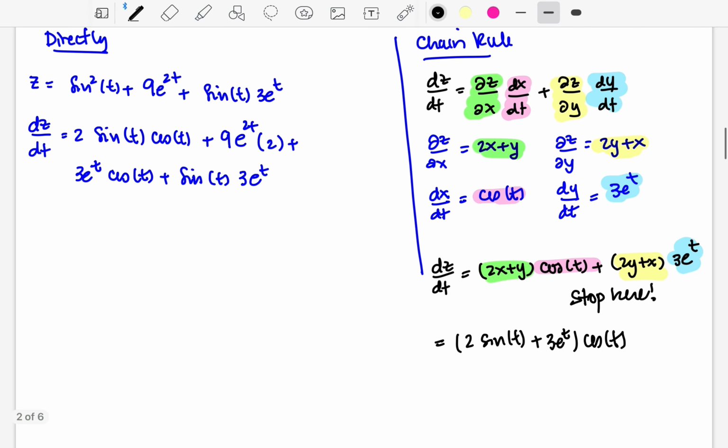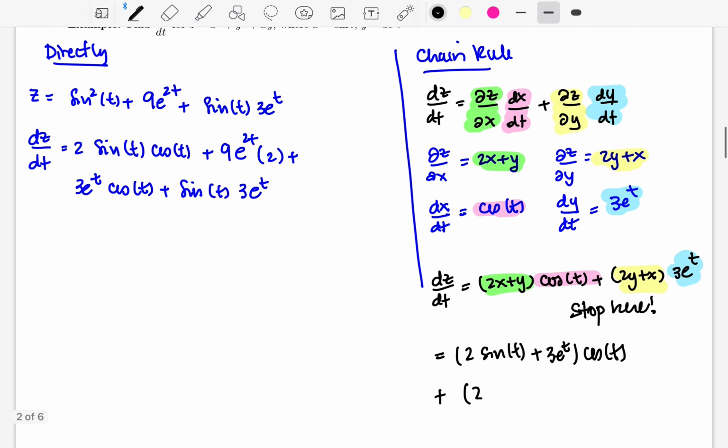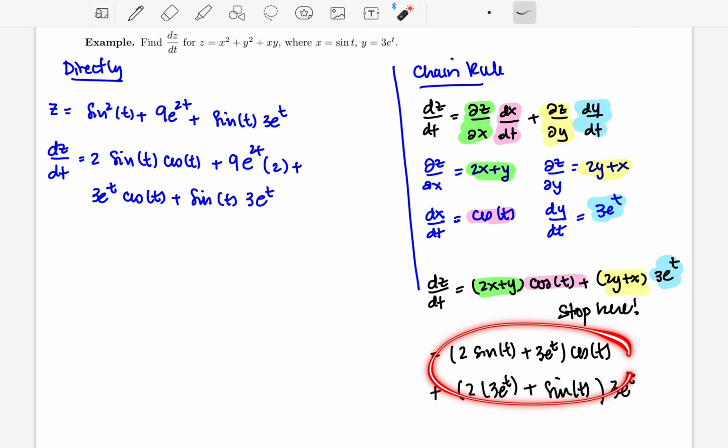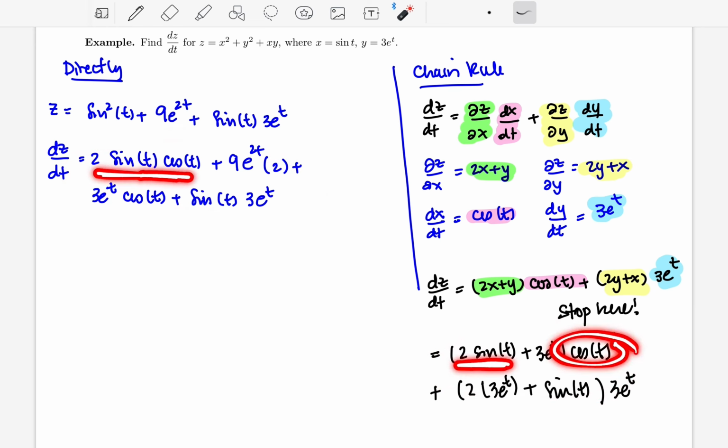And then I get plus 2 times, and y is equal to 2 times 3e to the t plus x, which is sine of t, and then the whole thing multiplied by 3e to the t, okay? So if you compare this to this, you get exactly the same thing, right? So this is 2 sine t cosine, 2 sine t cosine. And then here I get 2 times 3, you get 6.